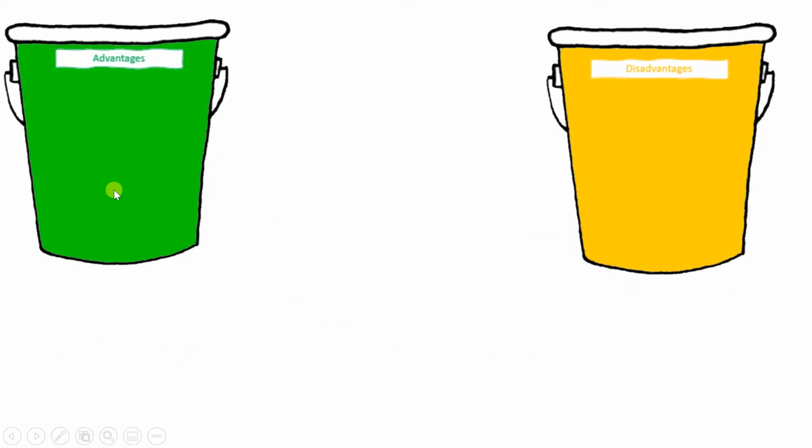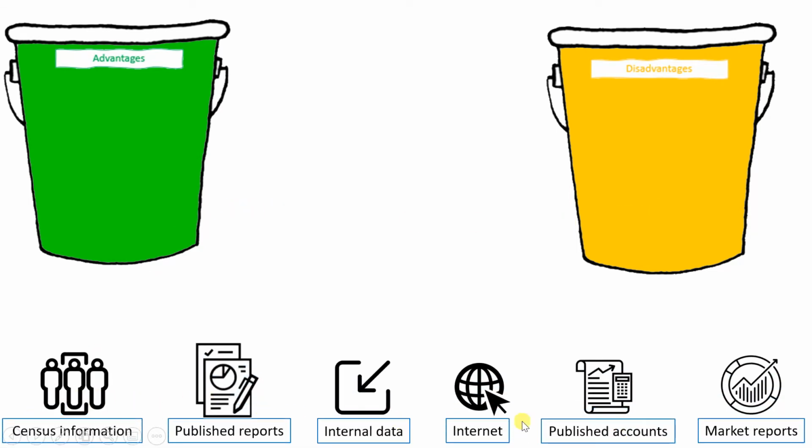Now here are the 6 methods of secondary research. Here's a reminder of what they all are and what they mean. Census information are population statistics that are usually taken every 10 years by the Office of National Statistics, which is a government department. Published reports contain individual company details from Companies House, which you can go to on the gov.uk site.